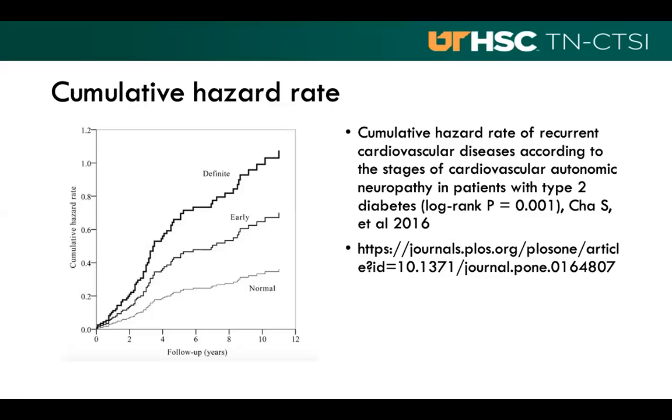So this is a cumulative hazard of recurrent cardiovascular disease according to the stage of cardiovascular autonomic neuropathy in patients. And it's again a cumulative hazard rate. It begins from 0 and goes up. It can be above 1, like we said.